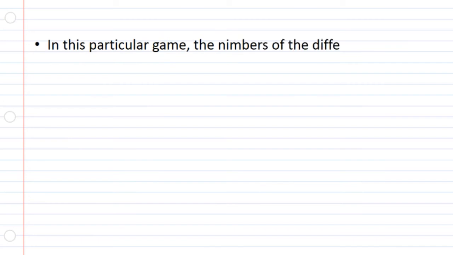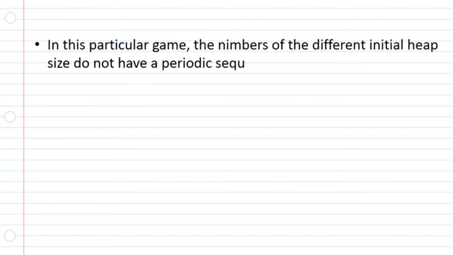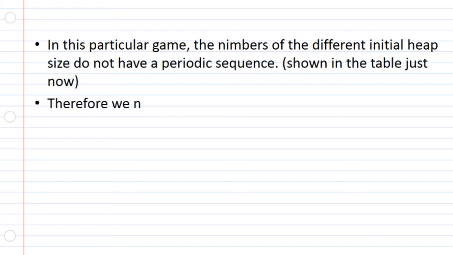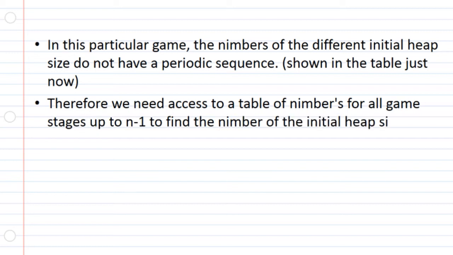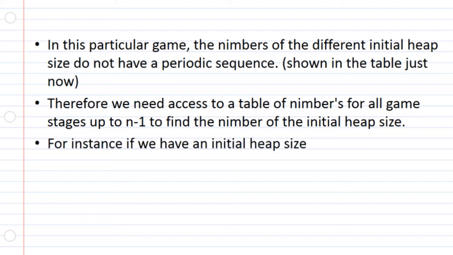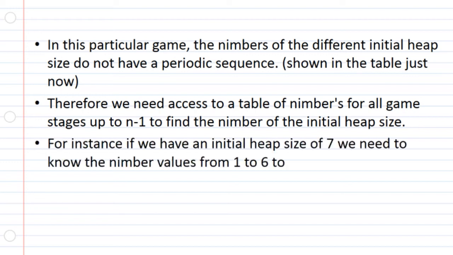From the diagram in the previous slide, we can tell that the numbers of the initial heap size do not have a periodic sequence. Therefore, we need access to a table of numbers for all game stages up to n-1 to find the number of the initial heap size. For instance, if we have an initial heap size of 7, we need to know the number values from 1 to 6 to solve the problem.